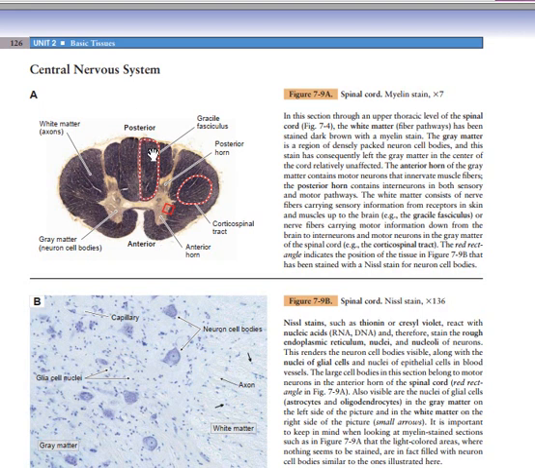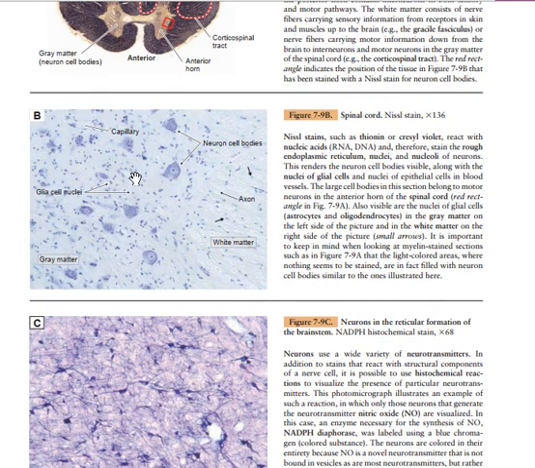The posterior column has the fasciculus gracilis and the fasciculus cuneatus. You have the lateral column constituting the corticospinal tract. Then you have the gray matter with the horns. You have the anterior horn, the intermediate horn, and then the posterior horn here.